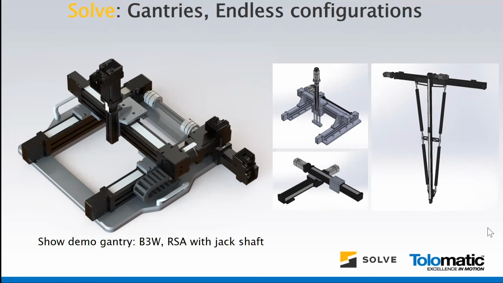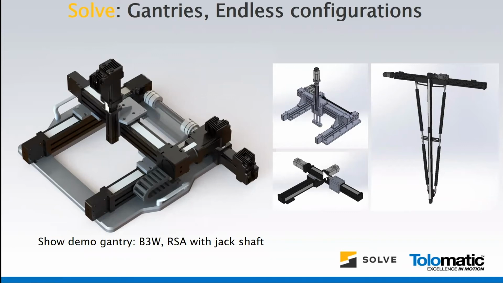Before I move on to more turnkey types of systems, I have a few examples I wanted to share with you. We just have on the screen here a few more simple configurations of gantry systems. On the left side here is a small demo unit we put together for Telematics for a show. You can see it's a couple of B3Ws, jack shafted for the x-axis or the bottom axis, another B3W across for the y-axis, and then a small stroke RSA actuator, all driven by Telematics stepper motors.